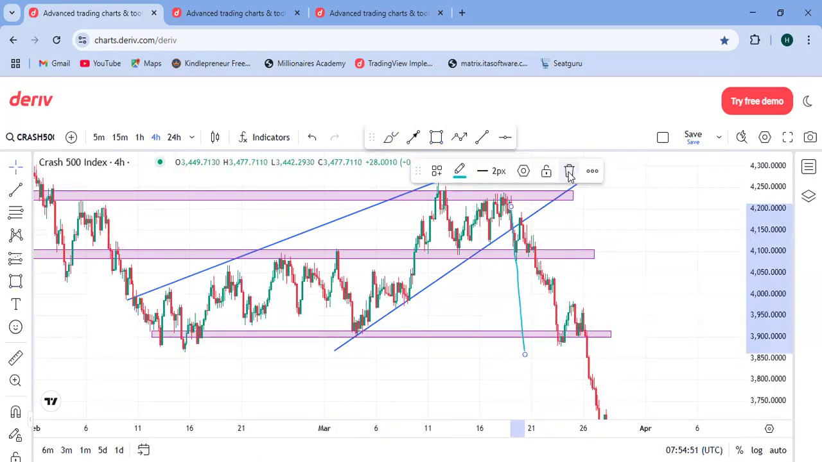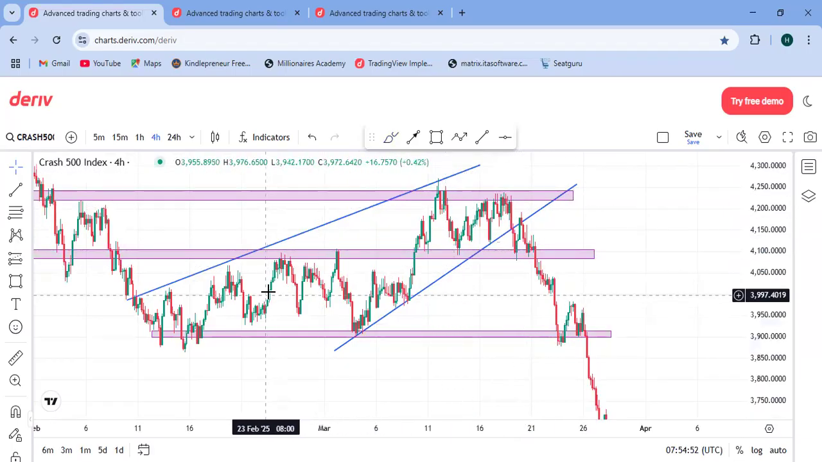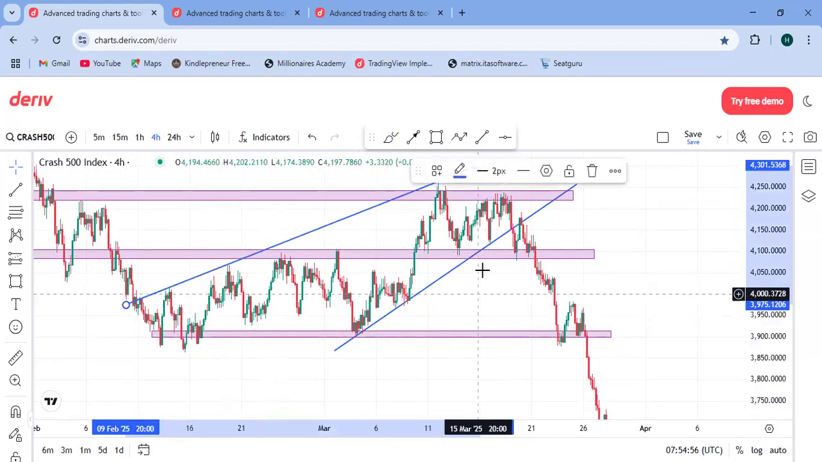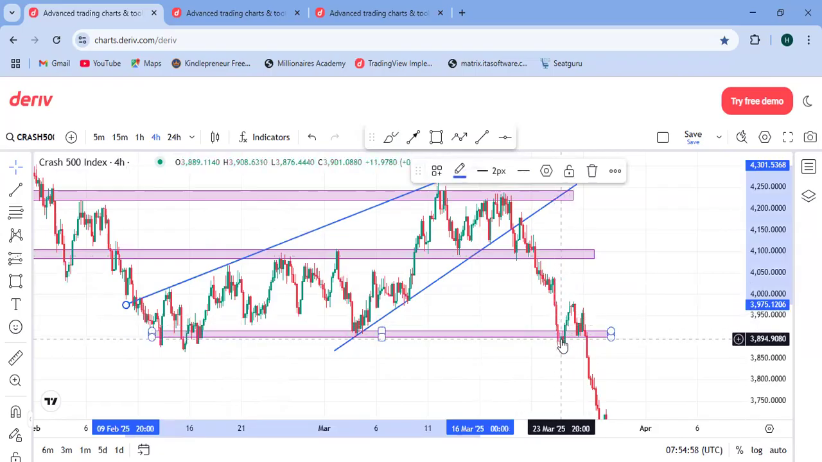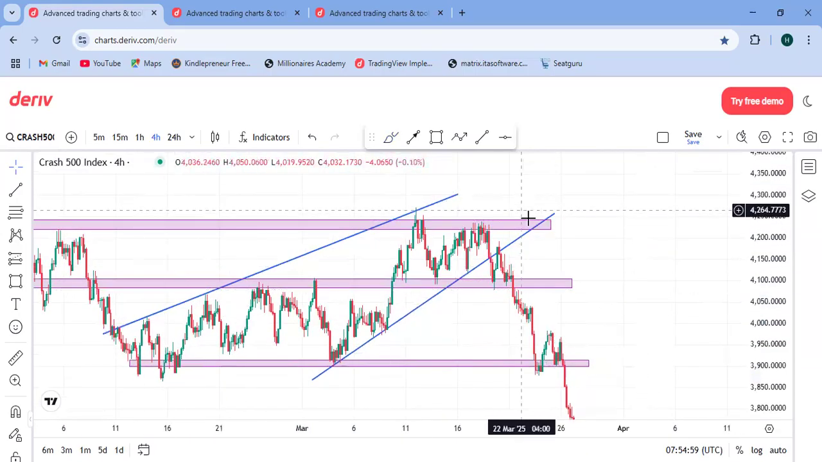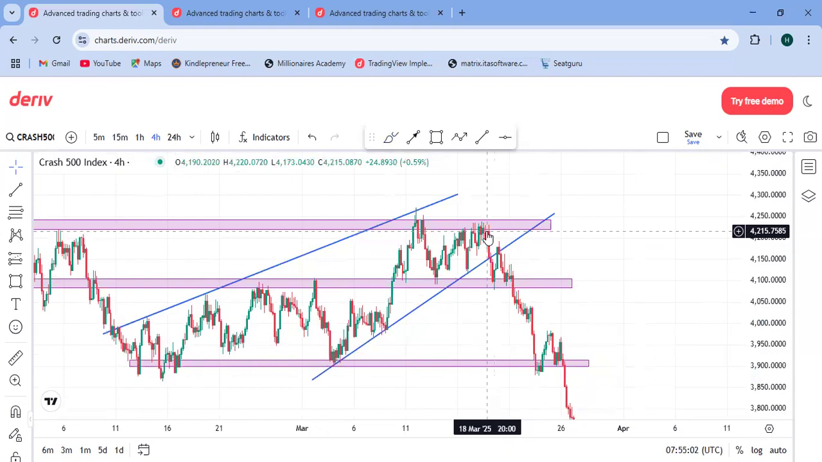This is something I've been preaching on this channel, in many of my videos. You just enter your trade nicely at that point, take your profit nicely at this point. Just imagine you catch all these spikes right from here. You're making so much profit.